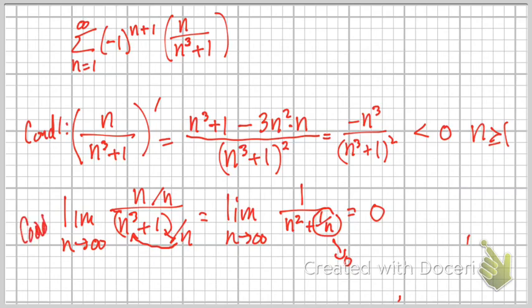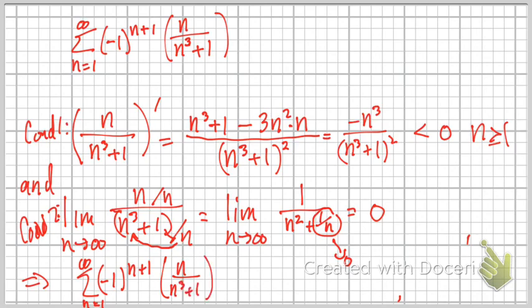And now, since both those conditions hold here, condition 1 and 2 imply the series n equals 1 to infinity of negative 1 to the n plus 1 times n over n cubed plus 1 converges by the alternating series test. And you can write AST, I'm fine with that. So there's our second problem now. So that's kind of how this alternating series test works.